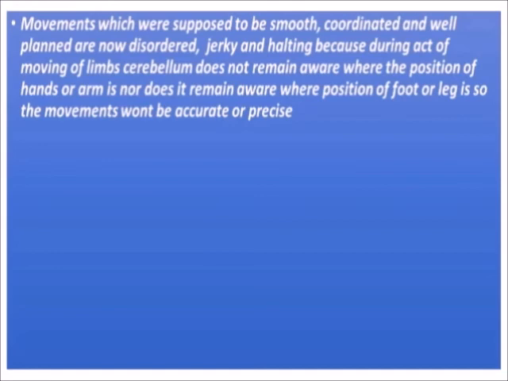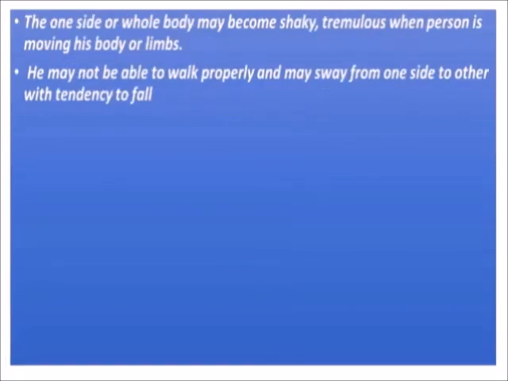jerky and halting. Because during the act of moving the limbs, the cerebellum does not remain aware where the position of the hand or arm is, nor does it remain aware where the position of the foot or leg is, so the movements won't be accurate and precise. One side or the whole body may become shaky, tremulous when the person is moving his body or limbs. He may not be able to walk properly and may sway from one side to the other with a tendency to fall.